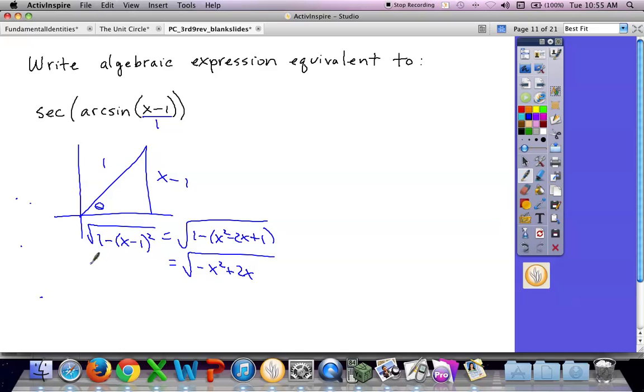Or you could write it, you could switch the order on it. It could be 2x minus x squared. It doesn't matter. But in any case, you've got all three sides labeled. What's the secant? It's 1 over the cosine, right? The cosine would have been adjacent over hypotenuse. So it would be 1 over that.